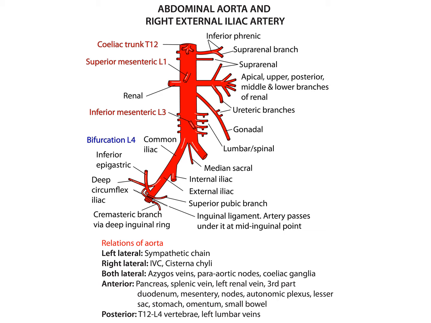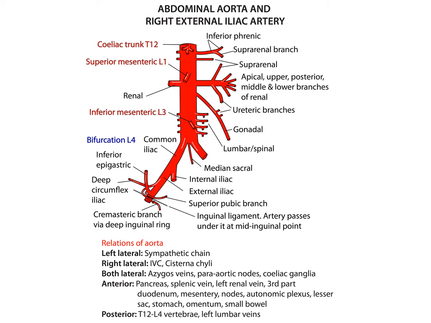But just to note that from the external iliac artery, before it goes underneath the inguinal ligament, there is the inferior epigastric artery and two smaller branches called the deep circumflex iliac and its little superior pubic branch, which has an important part to play as an accessory obturator artery when the main artery is missing. And lastly, the external iliac artery gives off a small cremasteric branch which goes into the deep inguinal ring.